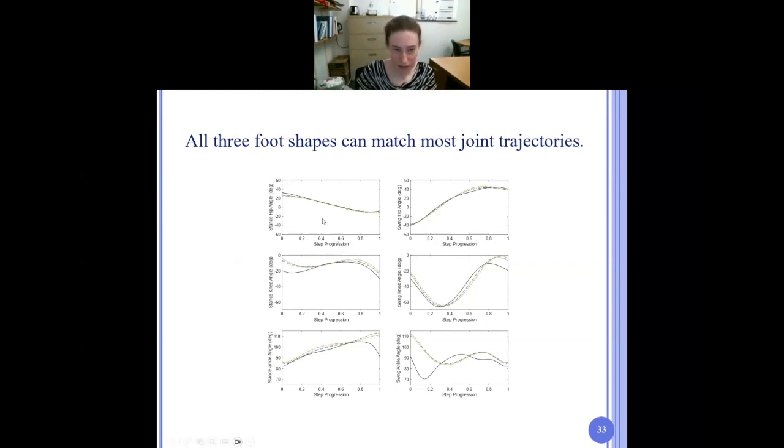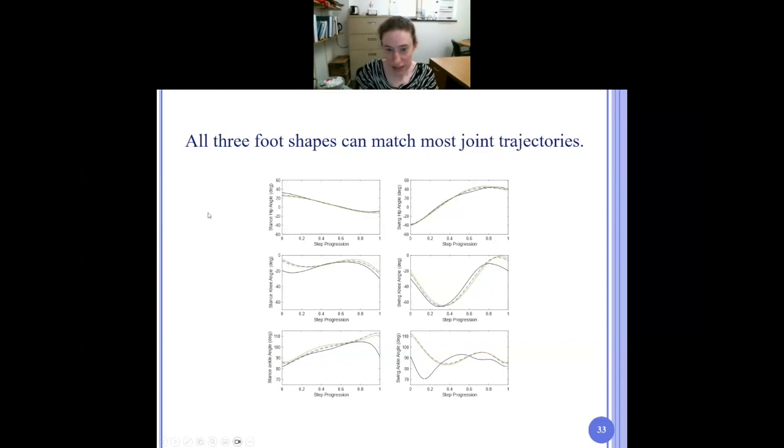So in this figure, the left column shows stance angles, the right column shows swing angles, top row shows hip, middle row shows knee, and bottom row shows ankle. The black lines are the experimental data, and then the other 3 lines are the models.